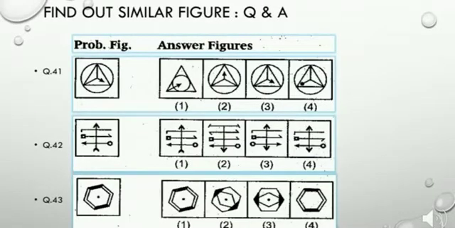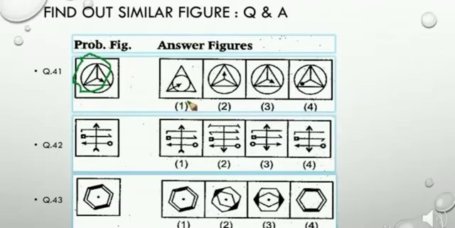Let's go to question number 41. In this question there is a problem figure given and we need to find which of the answer figures is exactly similar to the problem figure. As we discussed in the last video, what we can take in such question is we can take a certain portion and then look for similarity of the same portion in given answers.